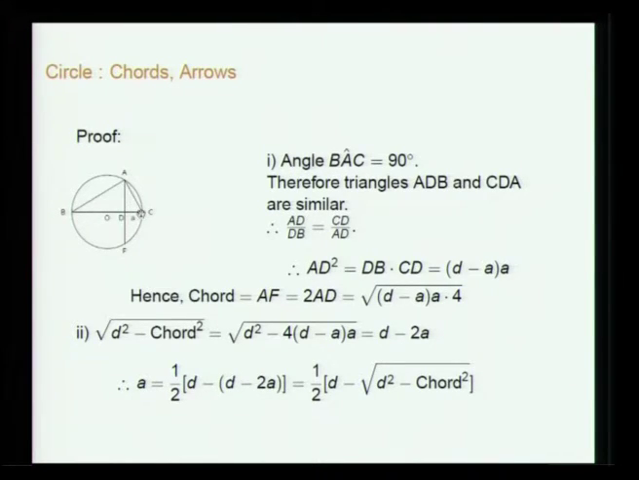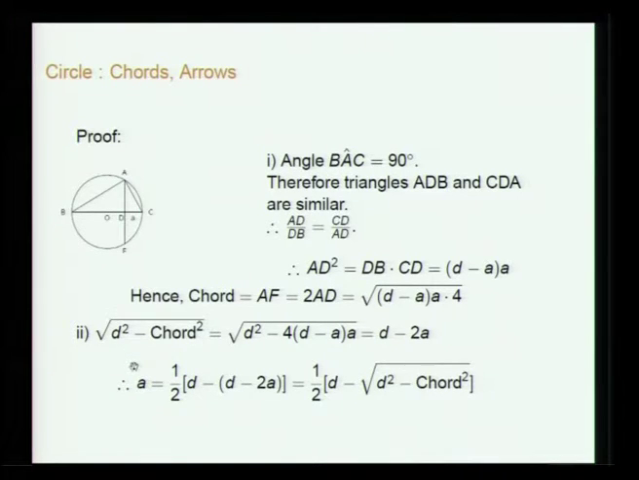This angle is equal to this angle, and this angle B is equal to this angle here. So they are similar: ADB and CDA are similar. So AD by DB is equal to CD by AD. Therefore, AD squared is equal to DB into CD, which is (D minus A) into A, and the chord is 2AD, which is very clearly the square root of (D minus A) into A, times 4, because you have to get this 2.